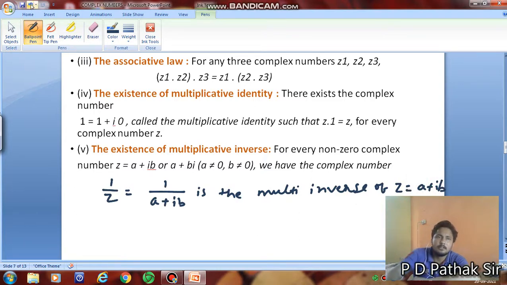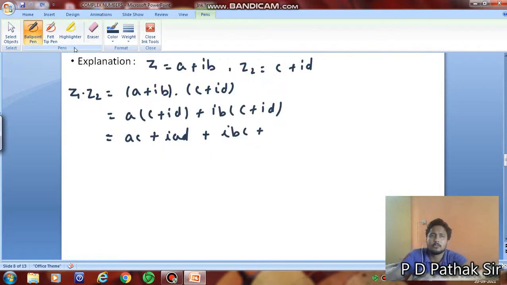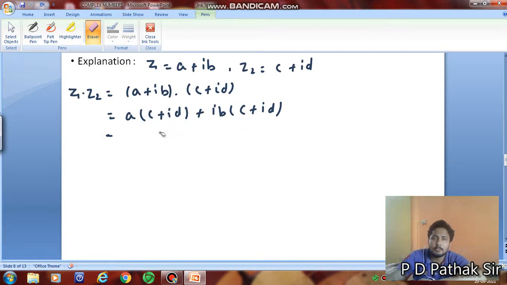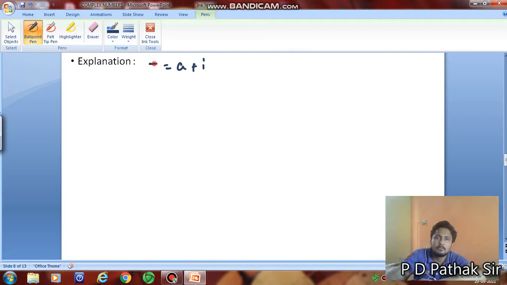Okay, now what is the multiplicative inverse? It is a very important topic for you, so please do this topic conceptually. Now we come to the next part. Let z equal a plus iota b. We suppose that z equals a plus iota b.